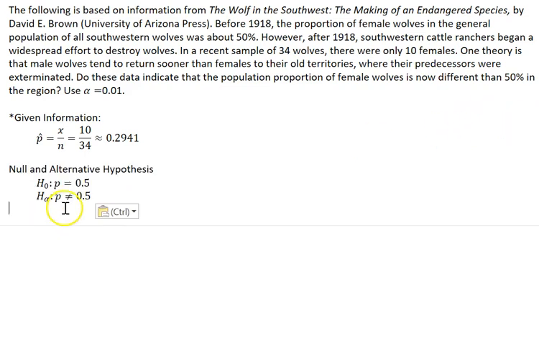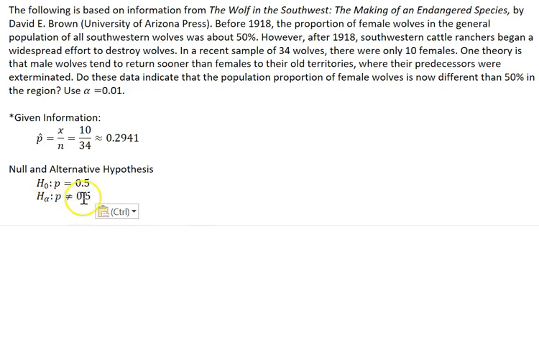So that gives me a non-equals, because I'm looking for a difference from 50%. I'm not doing less than, even though my sample is saying that it's pretty much less than what I'm assuming is true. I'm doing a difference test. Is it different than what I assume it is? So this is going to tell me what kind of test I'm running.